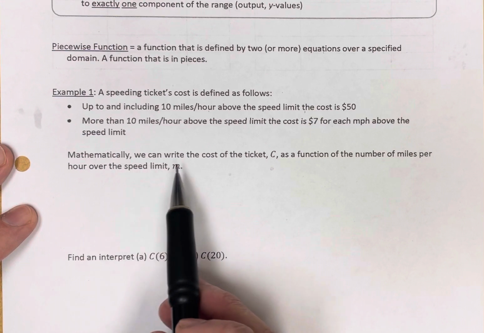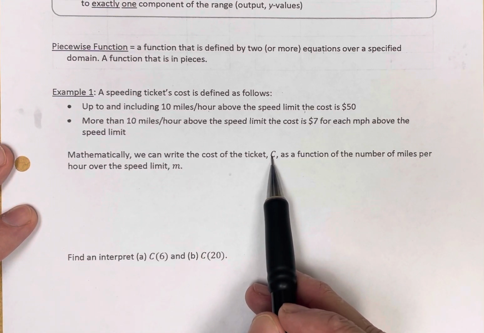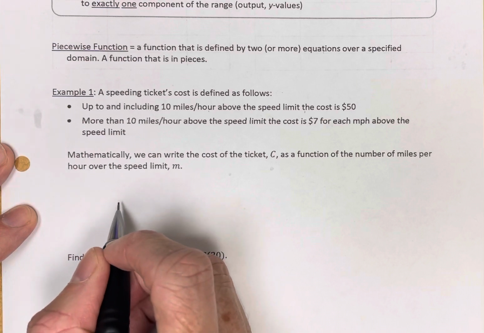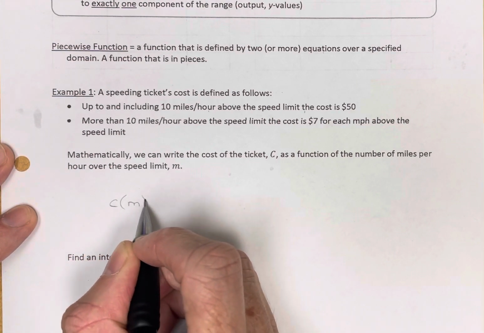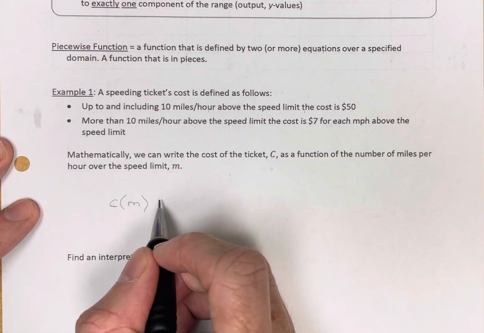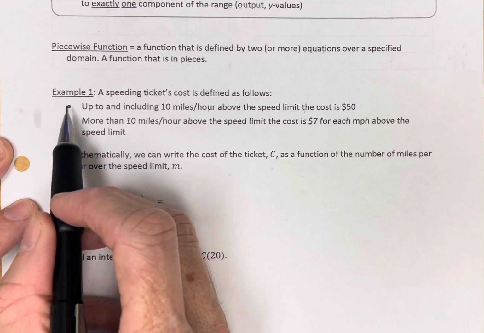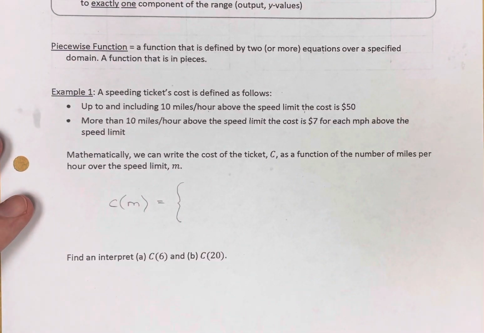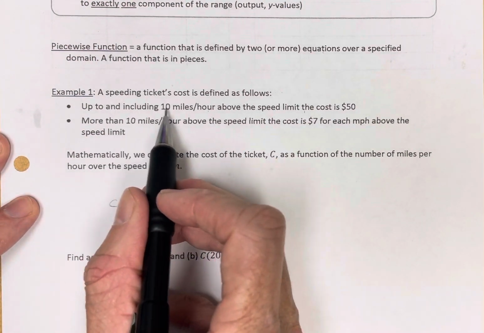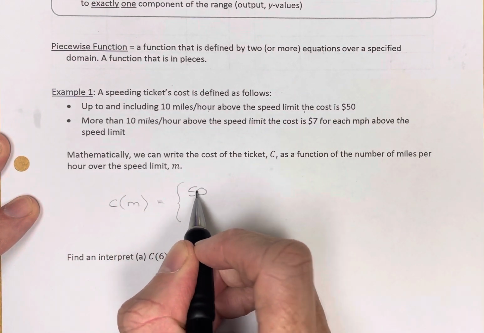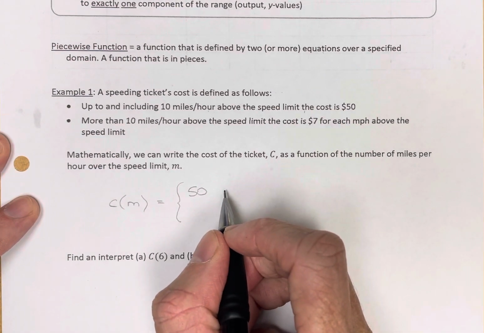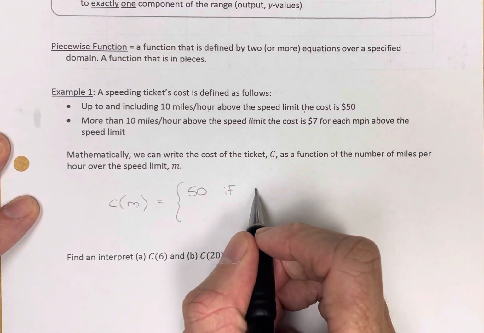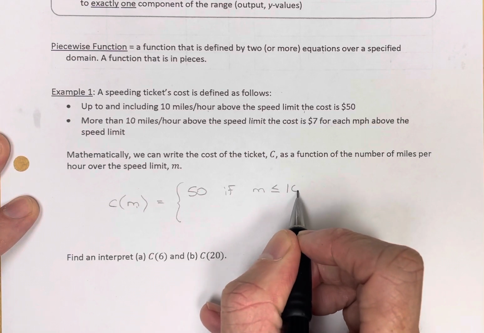Okay, mathematically, we can write the cost of the ticket, so C is our cost, as a function of the number of miles per hour over the speed limit M. And it'll look like this. The cost as a function of the number of miles per hour over the speed limit is equivalent to... Well, here we have two possibilities. So we're going to write a curly bracket for two separate equations. The first one says, well, if you're up to and including 10 miles per hour, you're going to pay $50. And we put a specified domain on this. If your miles per hour above the speed limit, if M is less than or equal to 10.